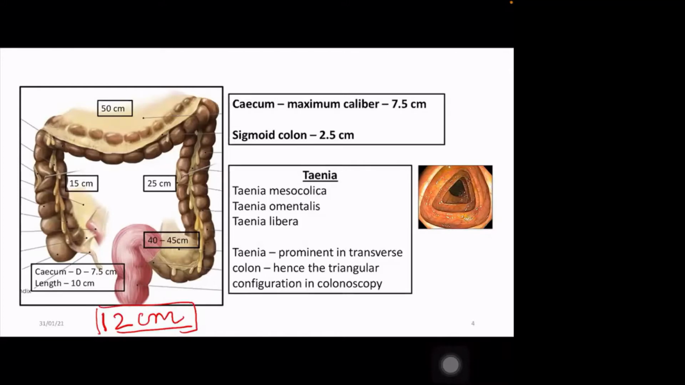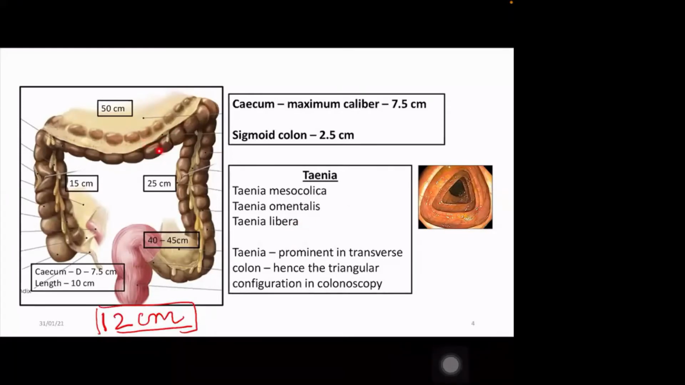So on the external aspect of the colon, we have 3 longitudinal bands called the teniae coli. These 3 teniae coli are named as teniae mesocolica, in which the mesocolon is attached, teniae omentalis, the part where the omentum gets attached, and teniae libera, the other longitudinal band. The teniae are more prominent in the transverse colon.